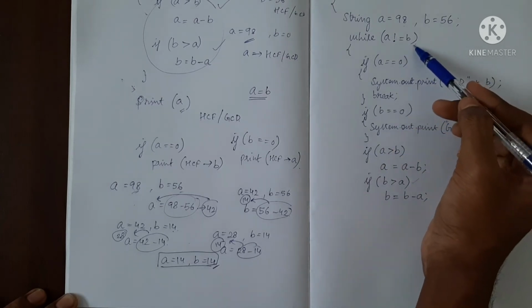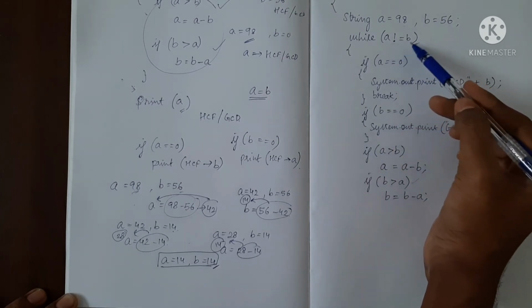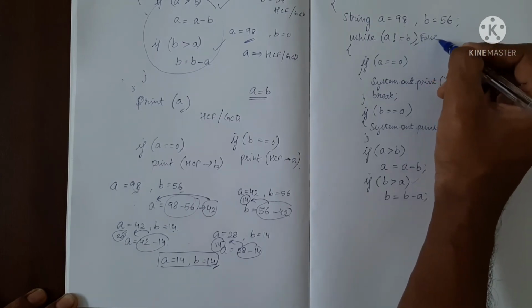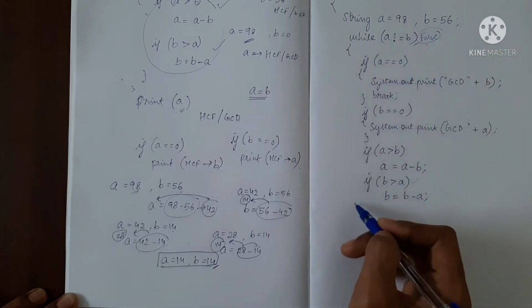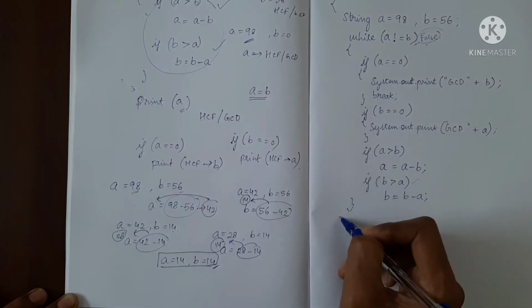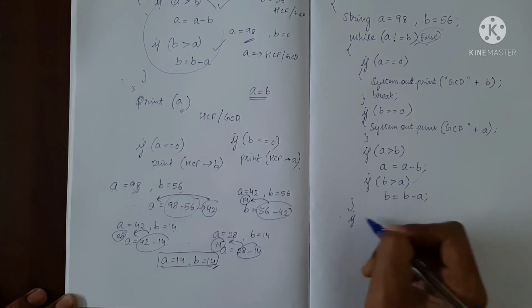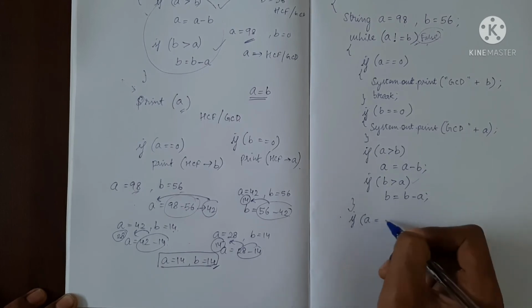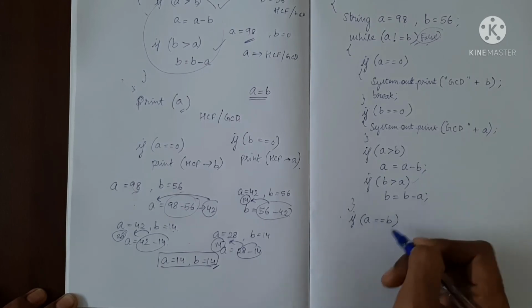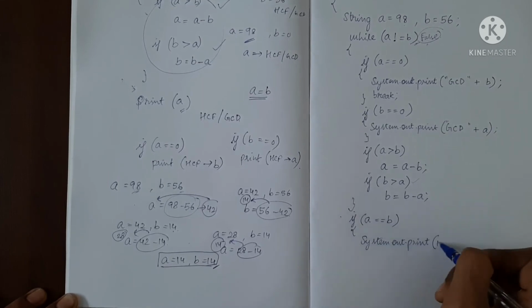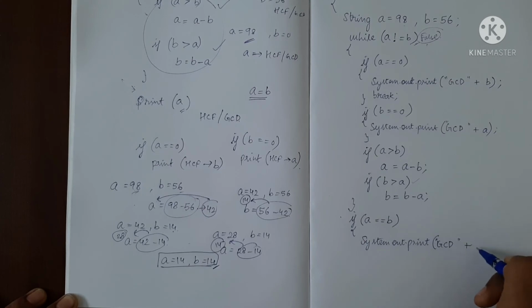So this condition will be checked. A and B are not equal? No, it will become false. So it will break out of the loop. It will come out of the loop. And outside the loop, we will do this. Let me explain why I am doing this. If A and B are equal, I'll print. You can either print A or B, both are having the same value.